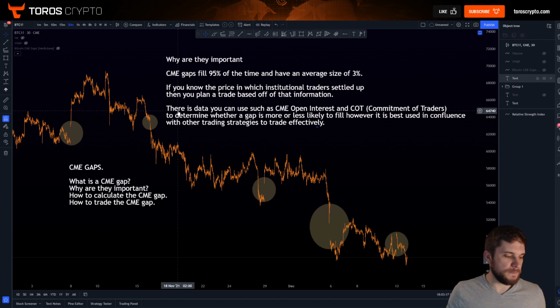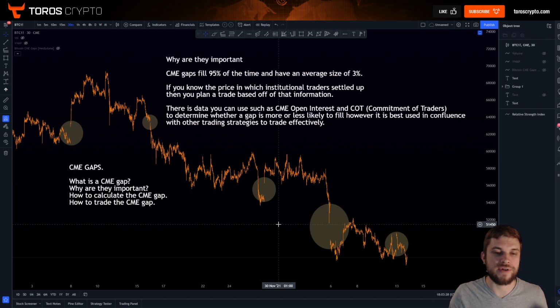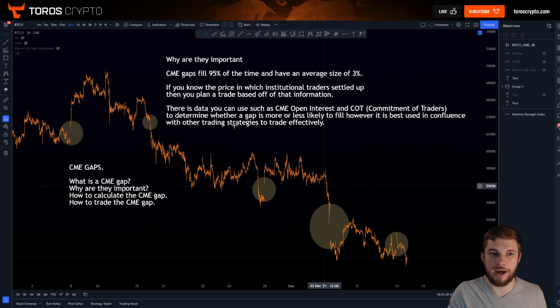Okay, so it's widely accepted that these gaps are almost a bit of a self-fulfilling prophecy. Okay, if you know that there is a level on the chart and that there are a lot of traders looking at that level, then it naturally is going to act as a magnet for price, or you're going to get those kinds of reactions when price does come into those levels where those gaps are.